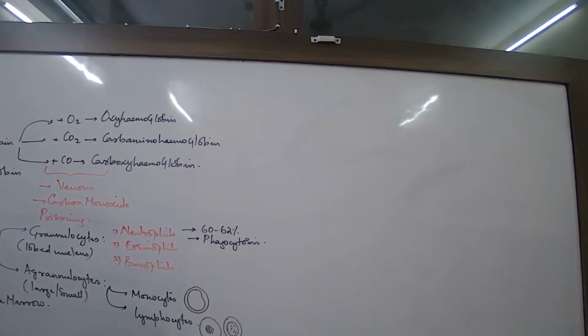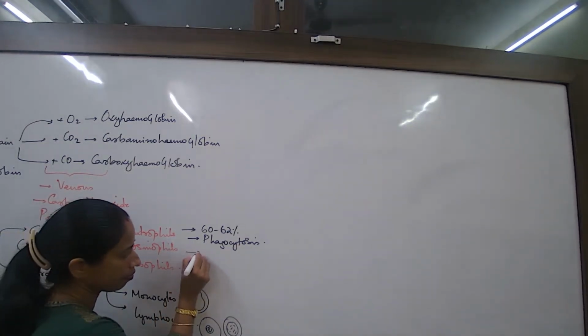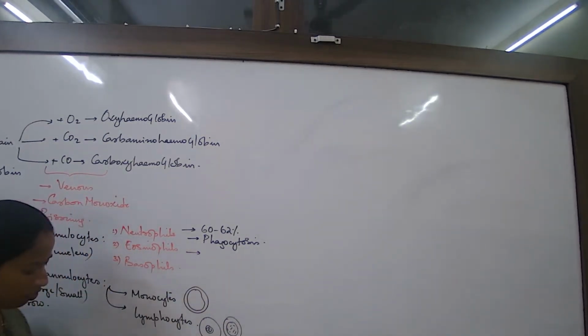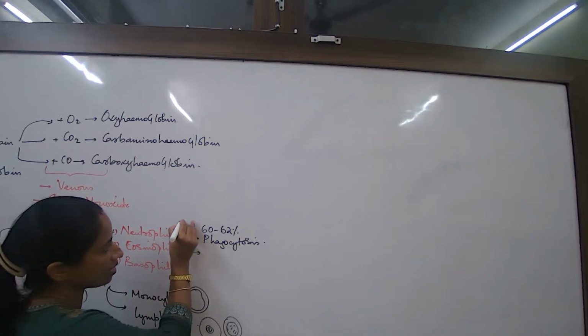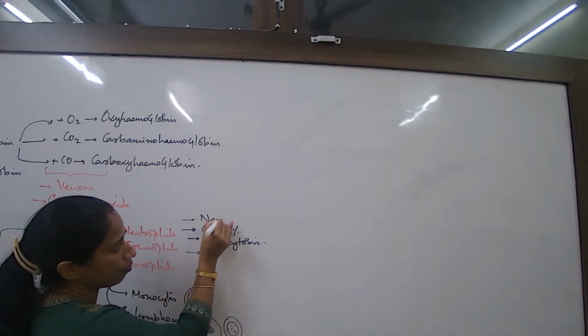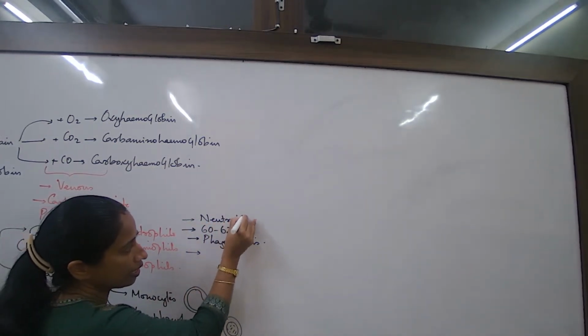So now, what is the method of defense for the WBC? WBCs can show two methods of defense. One that we are talking about is phagocytosis. So neutrophils undergo the method of phagocytosis. What about eosinophils? One more thing that we have to understand for this type of cells is what type of dyes we can generally use for them.